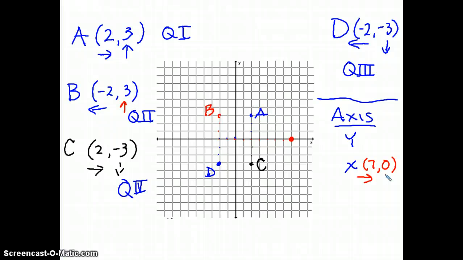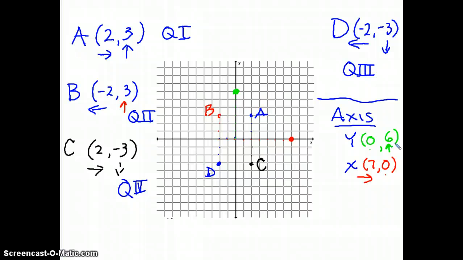Whereas if I'm looking at the y-axis over here, and let's say I pick this point right here, I start at the origin, I move up 1, 2, 3, 4, 5, 6 units. Notice I did not move left or right. I just stayed right at the origin, and then I moved up 6 units. So on the y-axis, I have the point 0, 6.